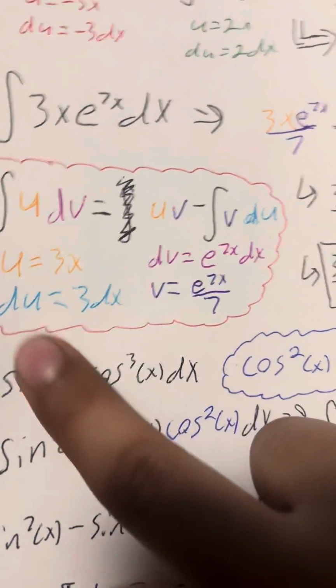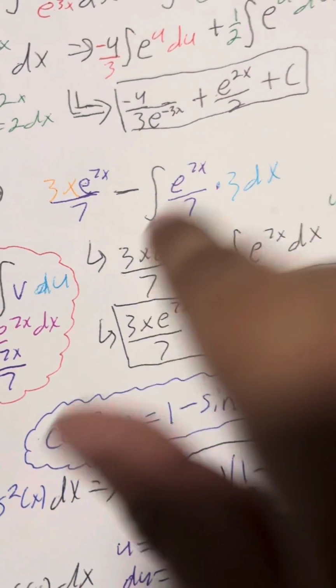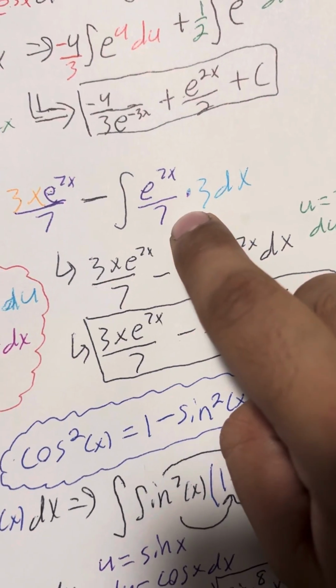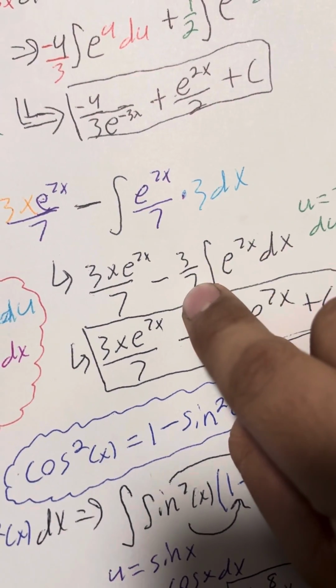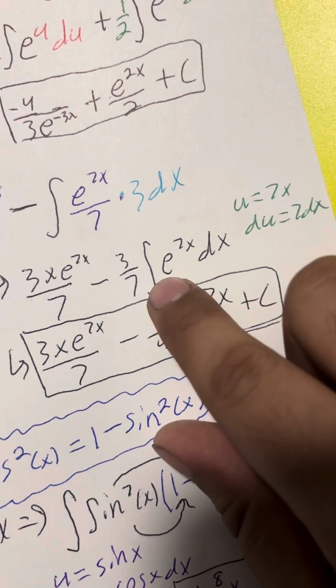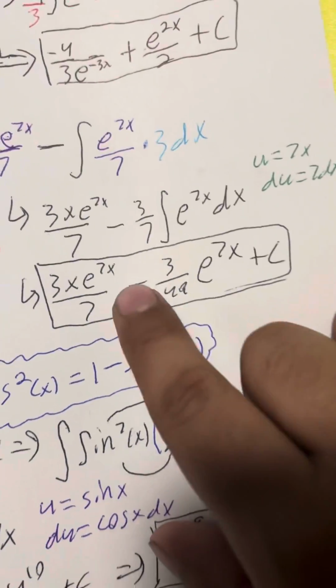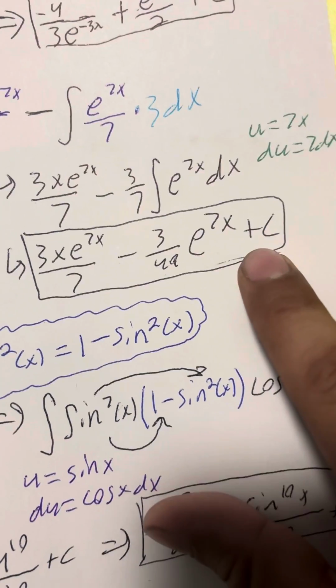And so I just plugged these in to my equation, and I ended up getting this. Had to find this integral. I went ahead and took out the 3 over 7 and used u sub to solve for this integral of e to the power 7x, and I ended up getting this equation plus c.